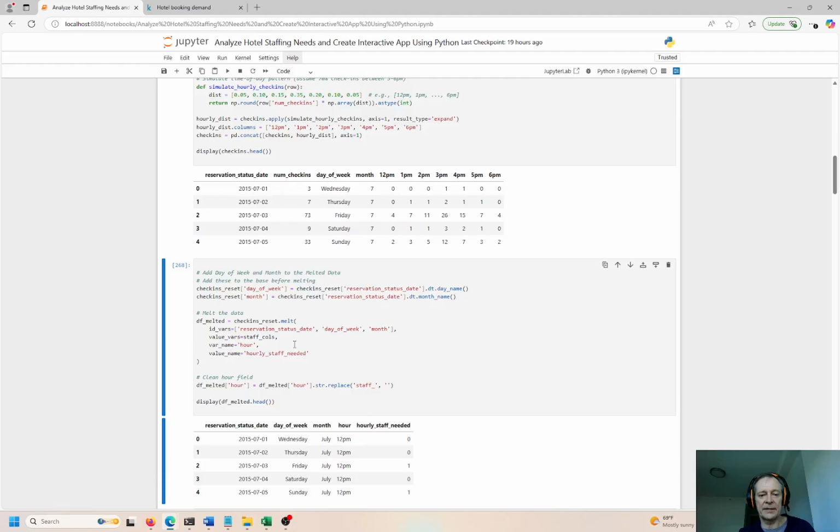Okay, let me run the next cell here and then try to determine how many staff are needed based on the reservation status date, the day of the week, and the month of the year. So again, this is very seasonal. So maybe there's a lot of bookings close to Thanksgiving. People are going to see family. They don't stay with the family. They stay at a hotel close to their family. Maybe you're traveling for Christmas. Maybe 4th of July, big holidays, you see a lot of travel.